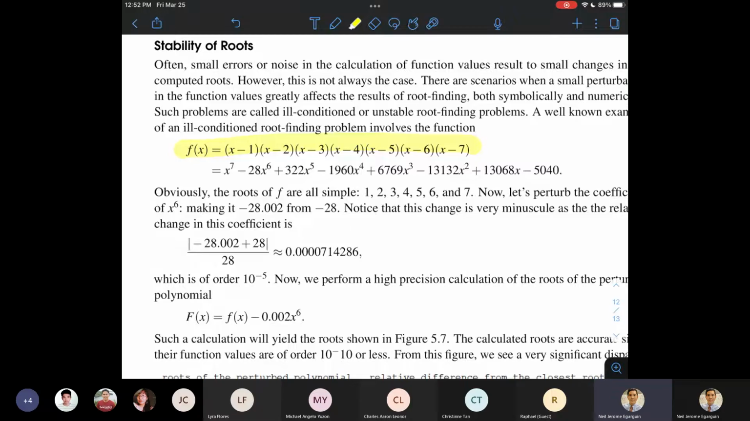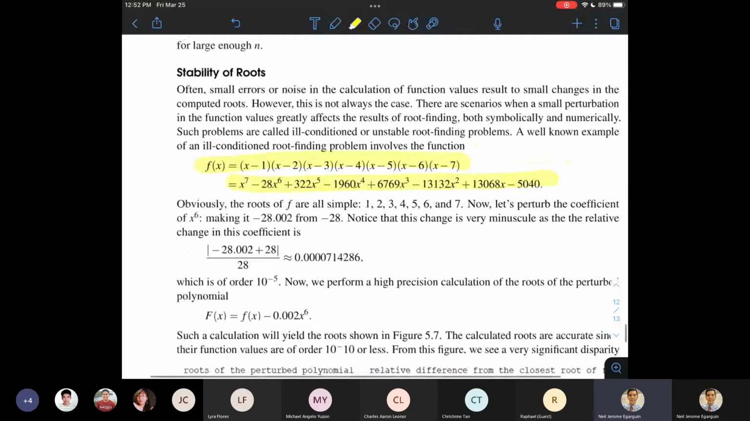So wala tayong in-expect na problema na katulad nung diniscuss natin kanina, kasi wala naman ako ditong root of multiplicity greater than 1. Okay? Now, expand ko si f, ito yung sagot.